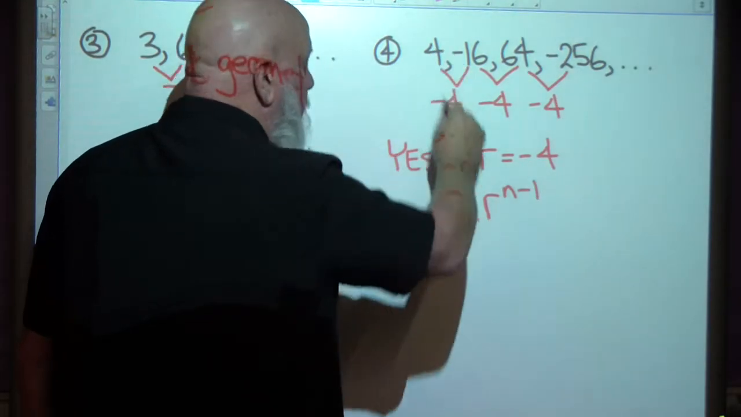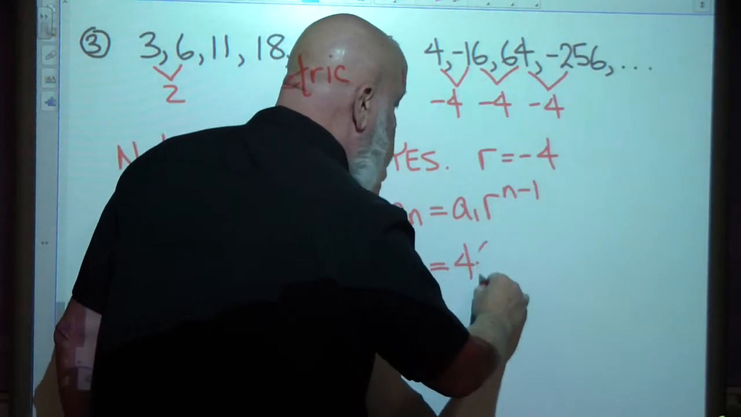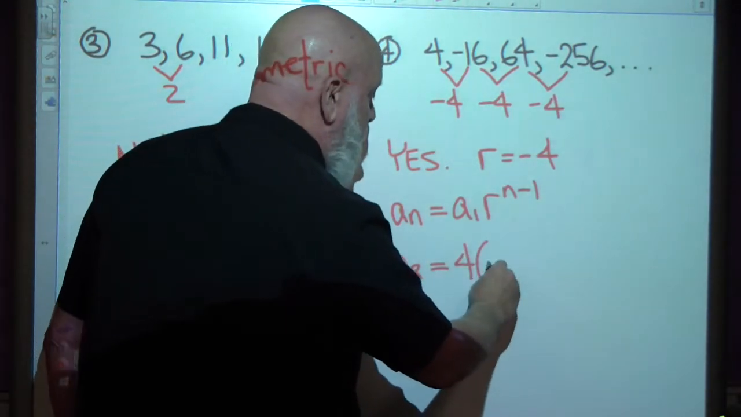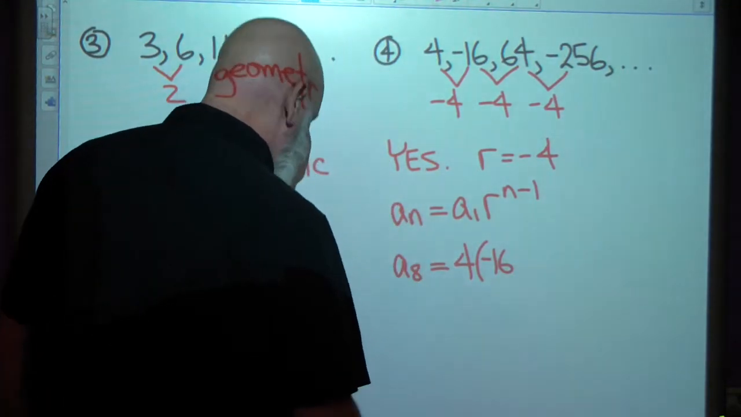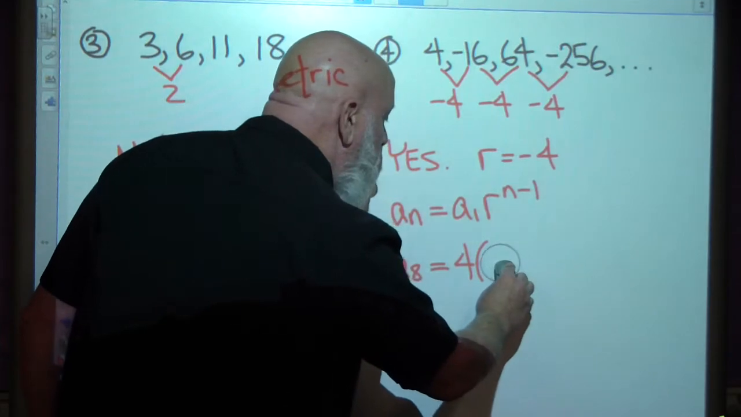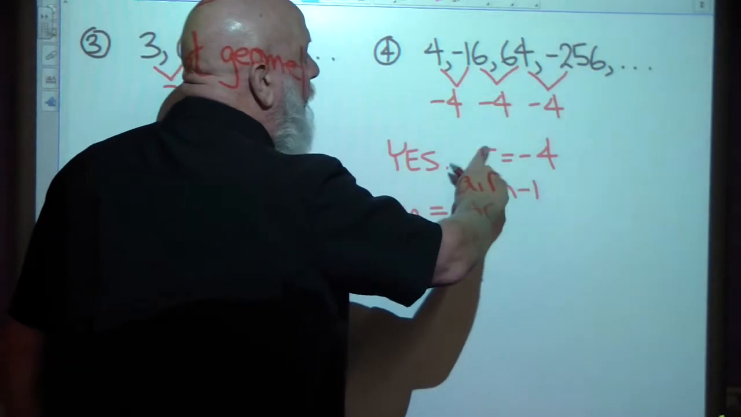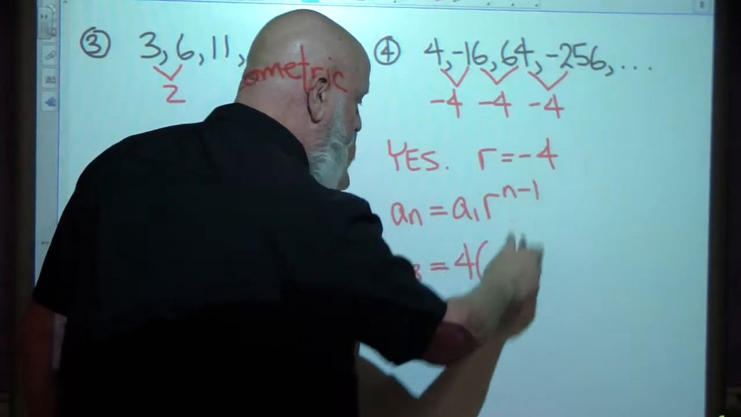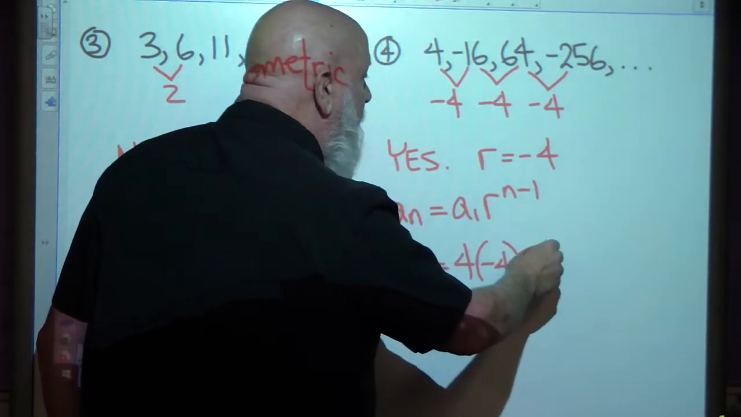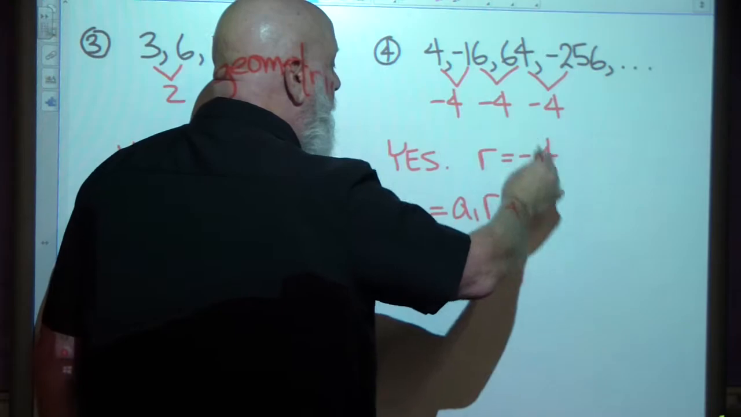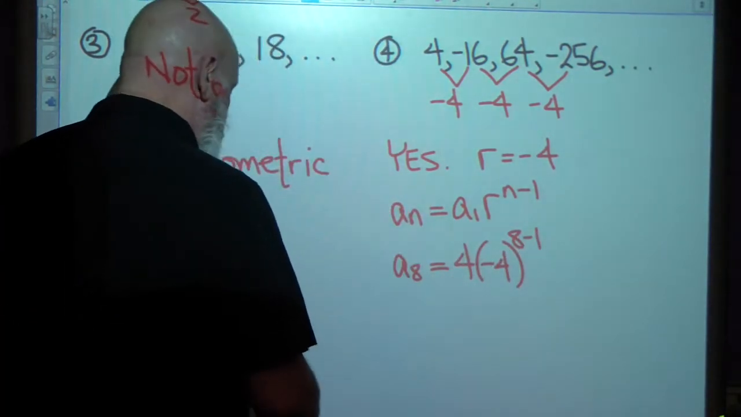A sub 1 is the first term in the sequence. Times negative 4, I'm going to put that in parentheses so it doesn't look like 4 minus 4. I just messed up. The first term is 4, and R is negative 4. I said negative 16 because of brain damage. Negative 4 to the n minus 1. Well, that would be 8 minus 1, because I'm looking for the eighth term.